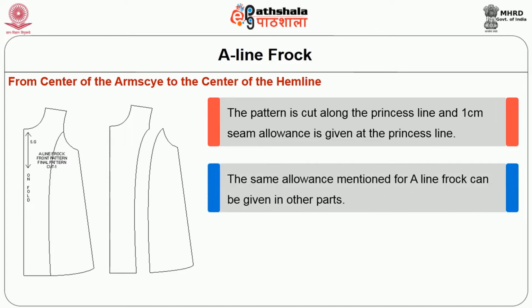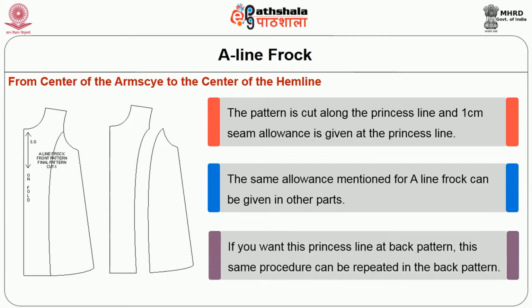The same seam allowance mentioned for the A-line frock can be given in the other parts like arm side and neckline is 1 cm, shoulder is 1.5 cm and hemline is 3 cm. If you want to have the princess line at the back pattern, you can repeat the same procedure in the back pattern also. This is optional.